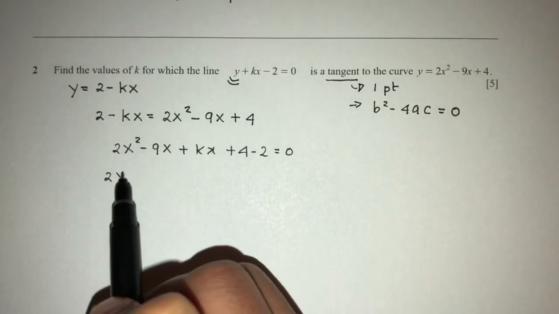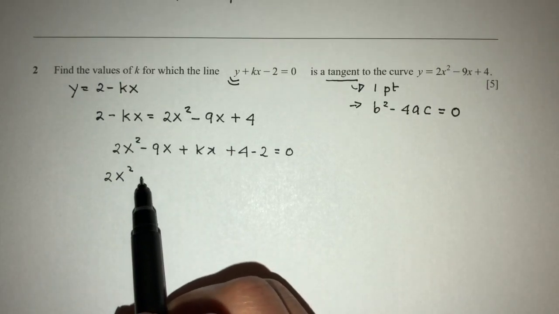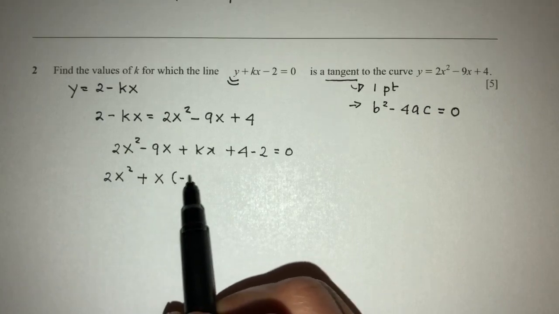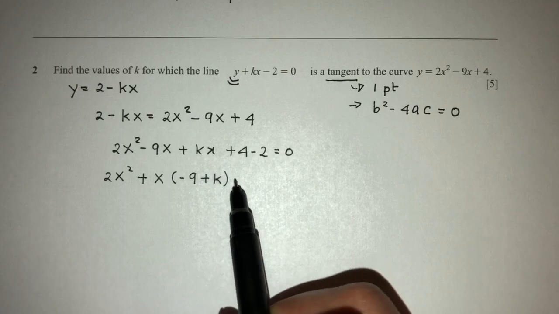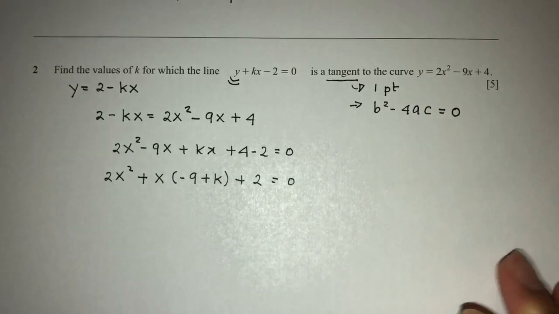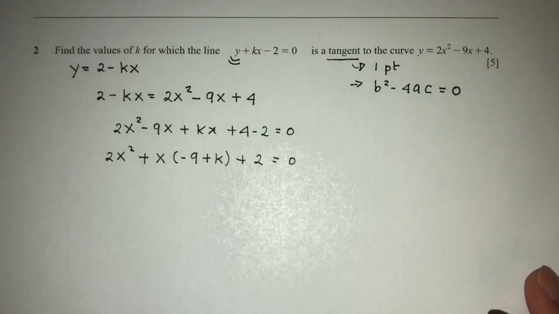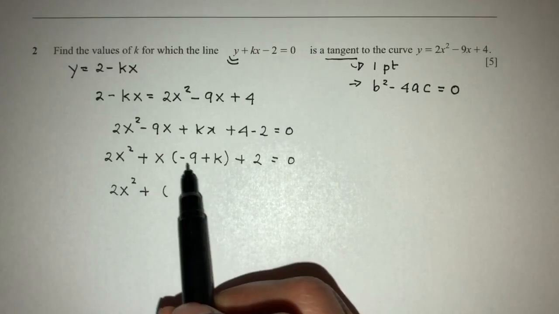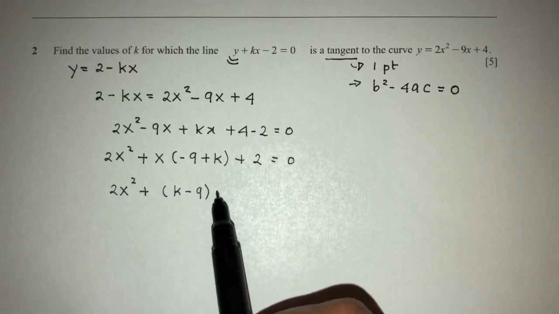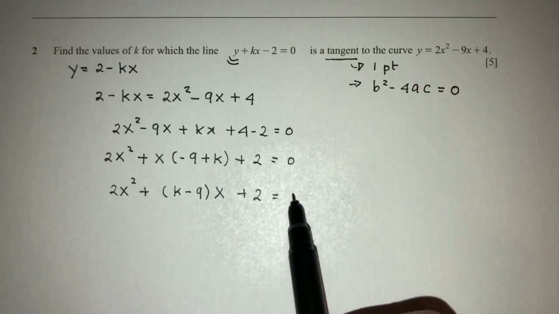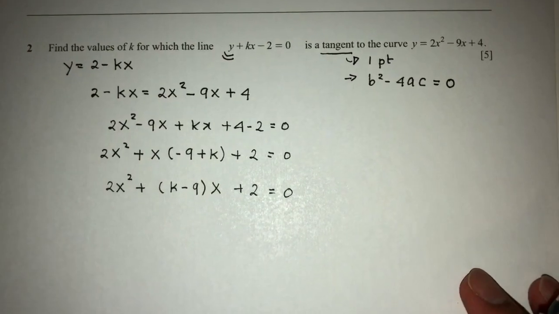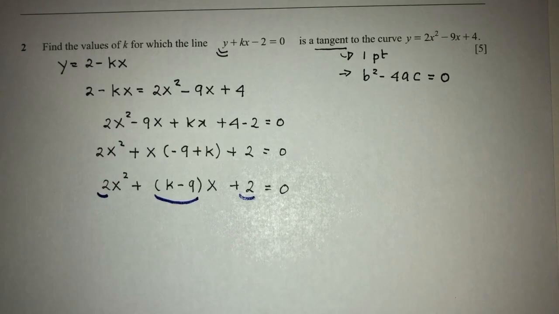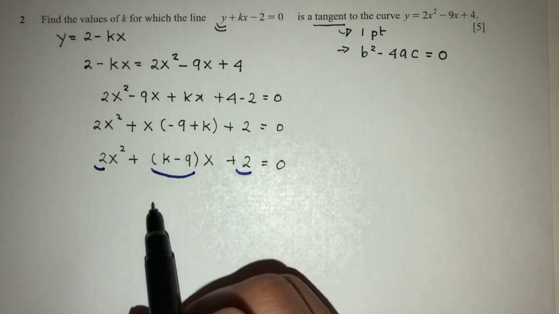Simplify, 2x squared, and we factorize the x outside, so let's take out the x outside. You will have minus 9 plus k. And then 4 minus 2 is 2 equal to 0. Now let's rearrange this so we can form our equation. That will be 2x squared plus k minus 9 x plus 2 equal to 0. As you can see right now, we have a quadratic equation. This is a, this is b, and this is c. So we know that because they meet at only one point, we can use this formula.